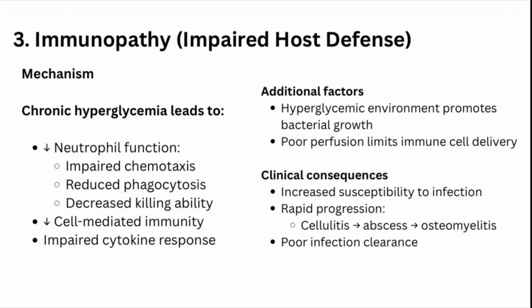The third mechanism is immunopathy, or impaired host defense. Chronic hyperglycemia affects immune function at multiple levels. There is reduced neutrophil function, including impaired chemotaxis, decreased phagocytosis, and reduced bacterial killing. Cell-mediated immunity is also impaired, along with cytokine response. In addition, the hyperglycemic environment promotes bacterial growth, while poor perfusion limits immune cell delivery.